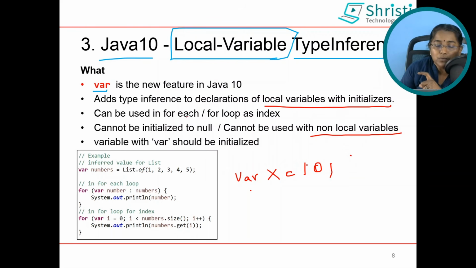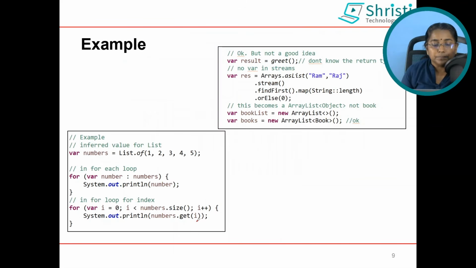It can also be used in for each and for loop. See the example given over here. The first one is List.of, which means the data type of numbers is list. In the second case, I have used var number colon numbers. Every individual element is an int data type. So here var automatically is getting converted into int. This var can also be used with an index: var i is equal to 0. Okay, this is fine. In which scenario should I not use var? We will see that also.